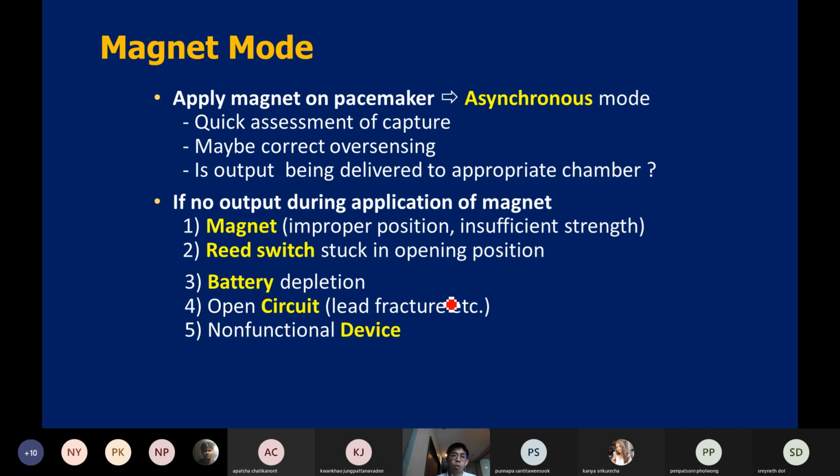The third one is battery depletion. If the battery is low, the magnet mode would not be activated. Number four, an open circuit or lead fracture. You put the magnet on the pulse generator, and the pulse generator changes into asynchronous or fixed mode, but there's no output because the lead was fractured. No output can come out of the lead. And number five, a non-functional device. The device has failed. The pulse generator was broken and it does not respond to any magnet.